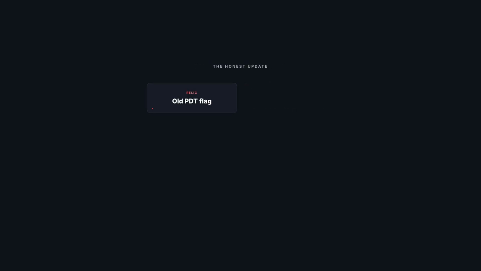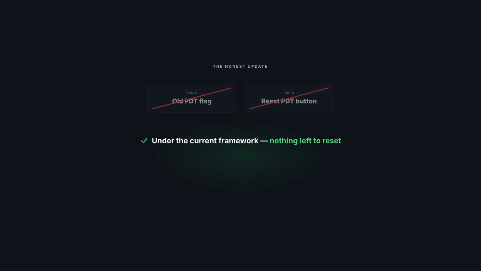The old PDT flag and the reset button that went with it are both relics of a rule that ended back in June. Under the current framework, there's nothing left to reset.